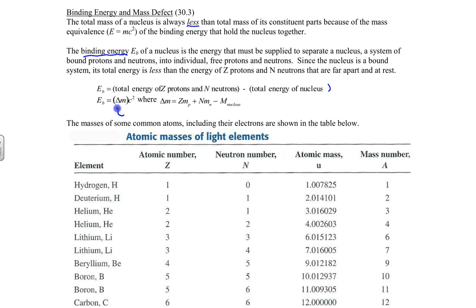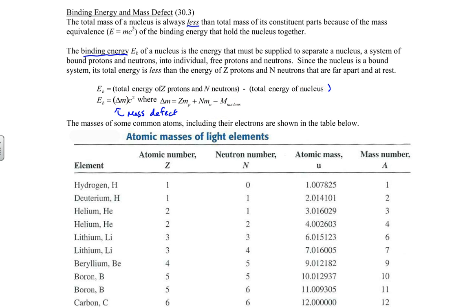That delta M here is called the mass defect. And that mass defect is the difference of the mass of all the constituent parts. That's the number of protons here and the number of neutrons. And notice I'm taking the number of protons Z and multiplying by the mass of the proton, and the number of neutrons N multiplied by the mass of the neutron, and subtracting the mass of the nucleus. And we will get what's called the mass defect. If we take that mass defect and multiply by the speed of light squared, you'll get the binding energy.